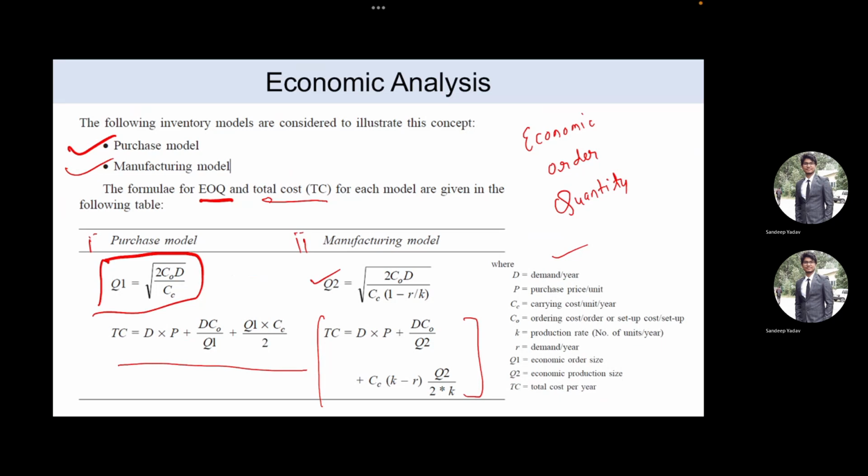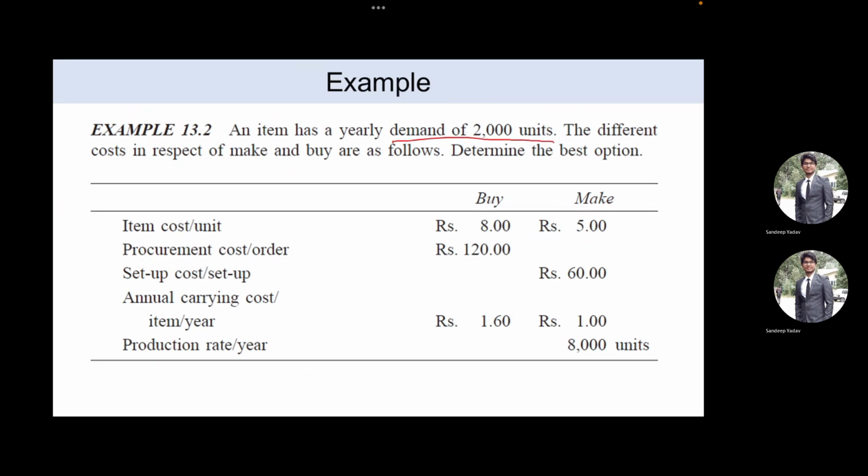Let's see an example. An item has a yearly demand of 2000 units. Demand is 2000 units. The different costs with respect to making or buying a product are as follows. Determine the best option. Buying an item costs 8 rupees and making costs 5 rupees. Procurement cost per order is 120 rupees. Setup cost here is 60 rupees. Annual carrying cost is 1.60 for buying and 1 rupee for making. Production rate is 8,000 units per year.